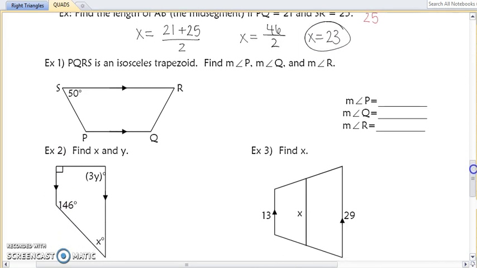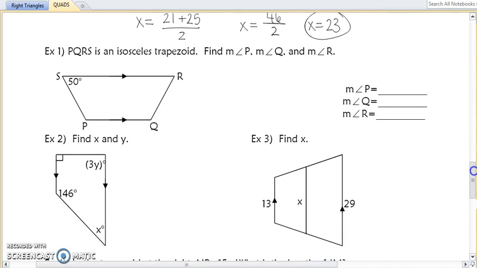Okay, let's find the measure of each of these angles in our isosceles trapezoid. Because it's an isosceles trapezoid, we know the legs are congruent. Therefore, we have upper base angles congruent and lower base angles congruent. So if we know angle S is 50 degrees, we also know the measure of angle R, which is 50.